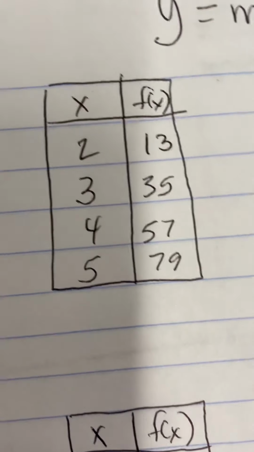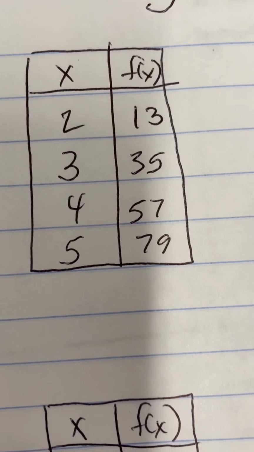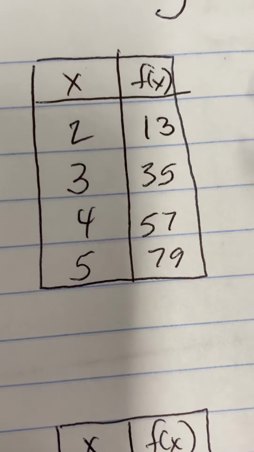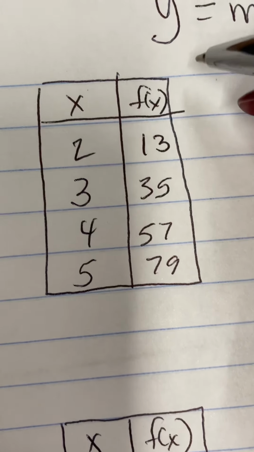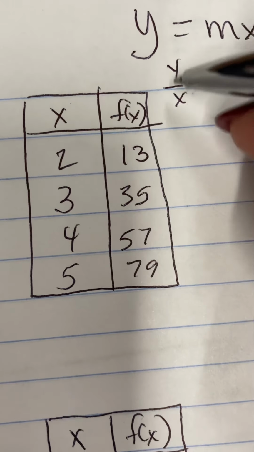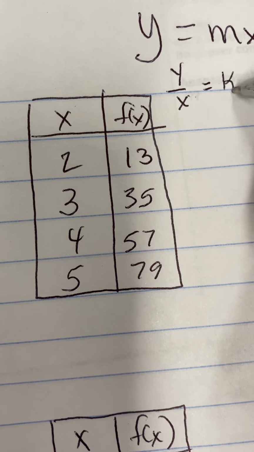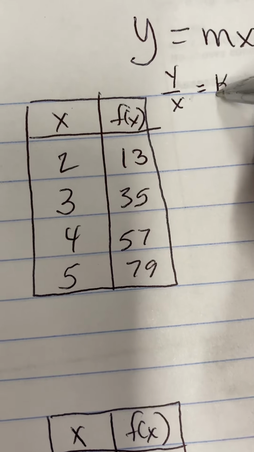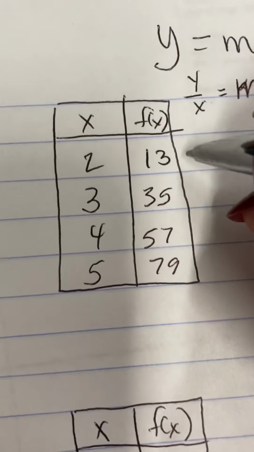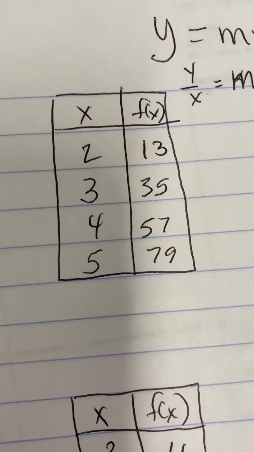All right, the first thing you need, it does not matter whether you're given a graph, a chart, an equation, whatever, it does not matter. We need to find the slope. And remember, your slope is always the difference of your y's over your x's. If we did direct variation, remember that was equal to our k. In this case, it's going to be equal to our m, which is our slope.